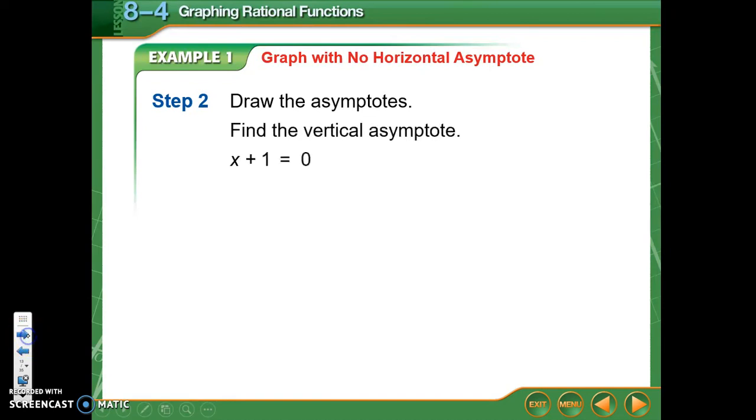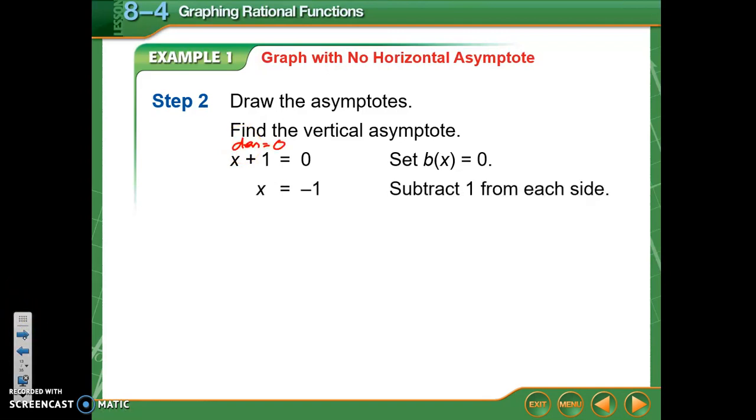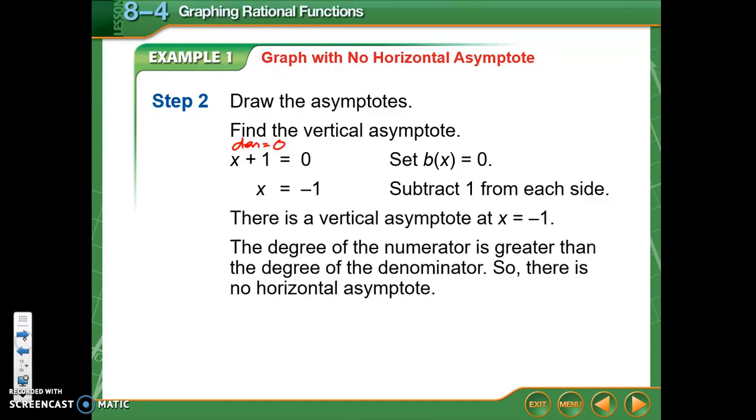Now we're going to check out our asymptotes. For vertical asymptotes, I set my denominator equal to 0. So x plus 1 equals 0, which means x equals -1. That's my vertical asymptote. In this case, there is no horizontal asymptote. Remember, my function looks like this, x cubed over x plus 1.